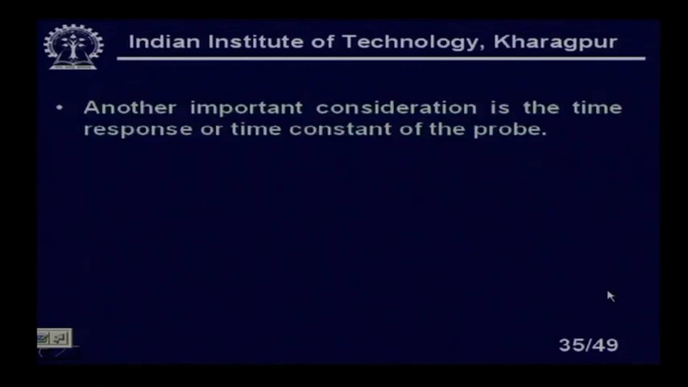Another important consideration is the time response, or the time constant, of the probe. How can we make the time constant lower and lower? If the time constant is large, though in a bioprocess we usually do not need very fast measurements. Typically, we can take measurements every 5 to 6 minutes, because reactions in a bioprocess are usually quite long, sometimes 30 hours, even 40 hours.